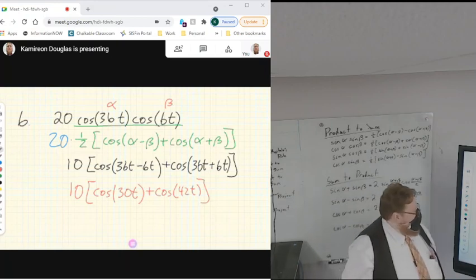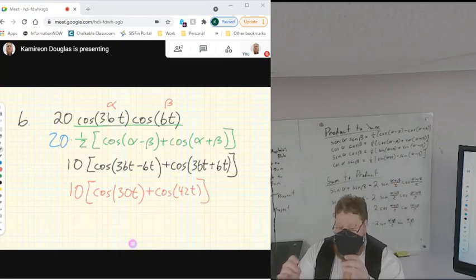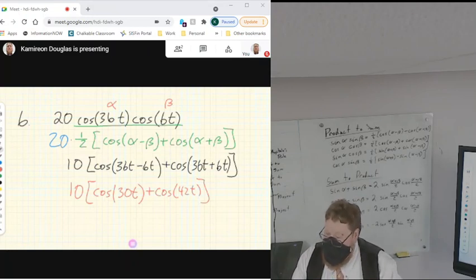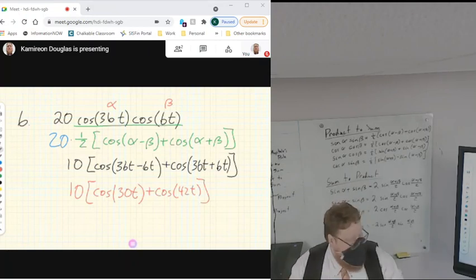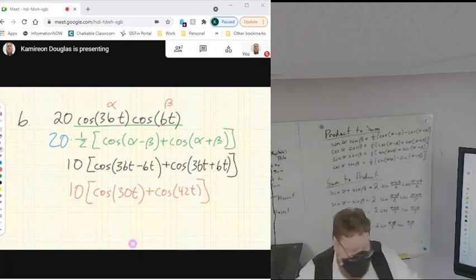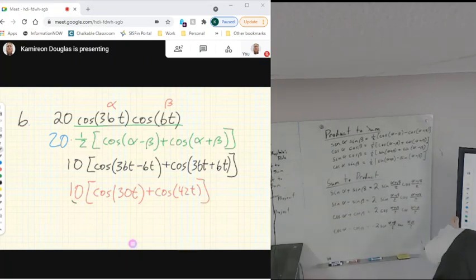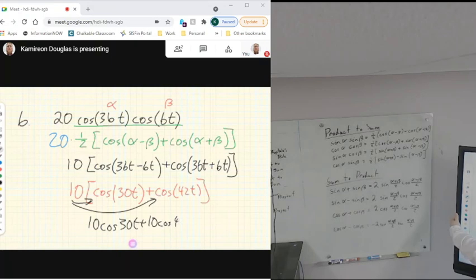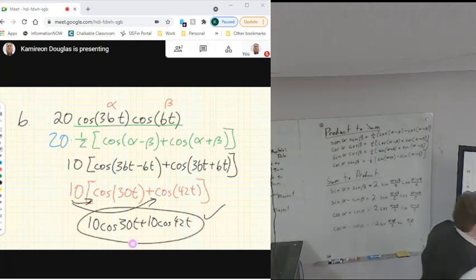Thank you. All right. Now, first thing you note, I'm not quite finished because this is not currently a sum. It's a product still. It's 10 times some stuff. And those two things do not combine. So my last step, I'll distribute the 10 to each term. 10 cosine 30t plus 10 cosine of 42t. This is now a sum, and that means we are done.